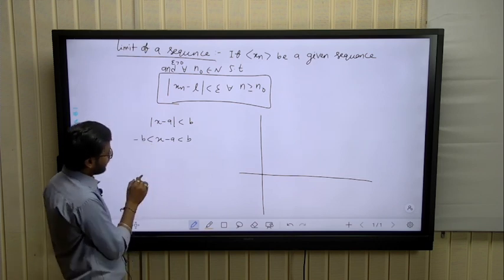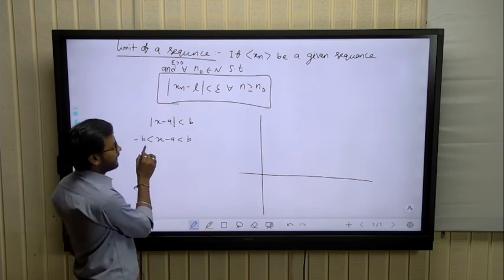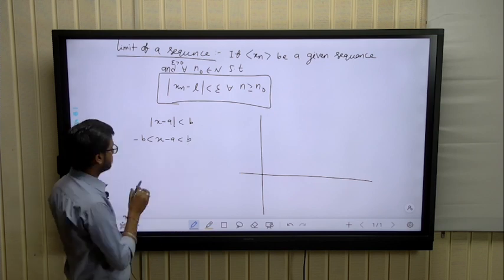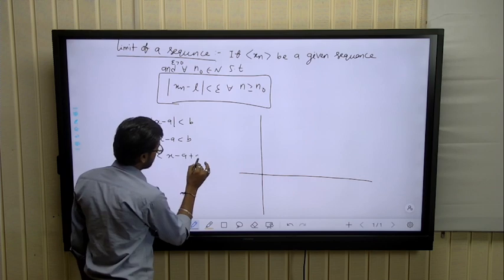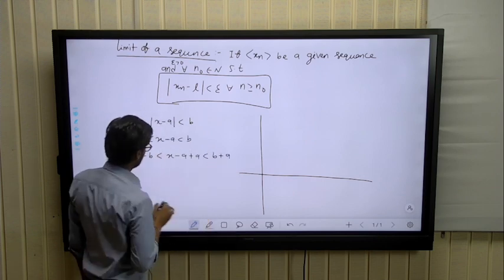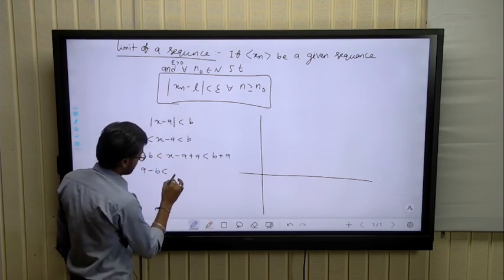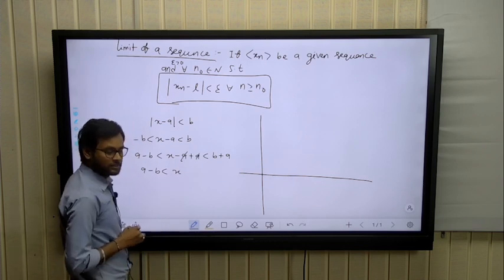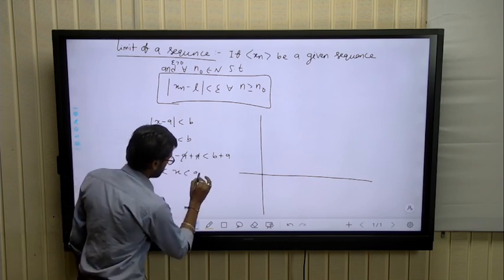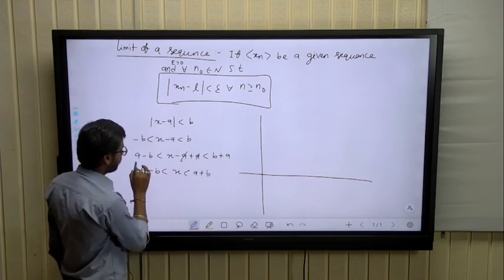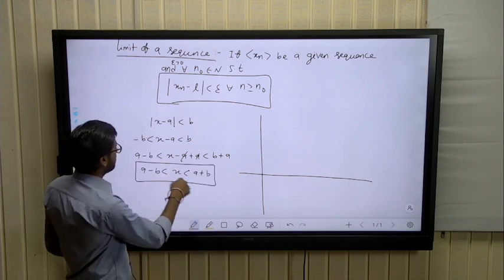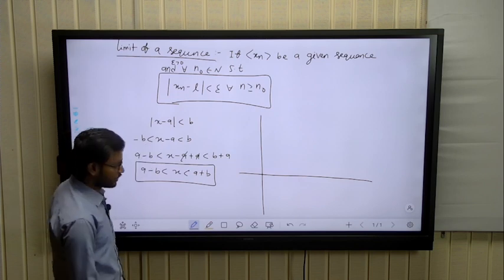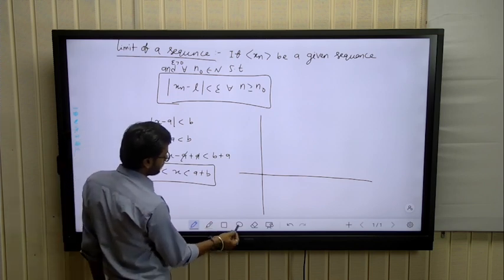If I add a in all three terms, then we get a - b < x - a + a < b + a. So a - b < x < a + b, where the a cancels out. So basically this is how we open the mod function. Now we apply this method on this mod function, then what is the value of x?